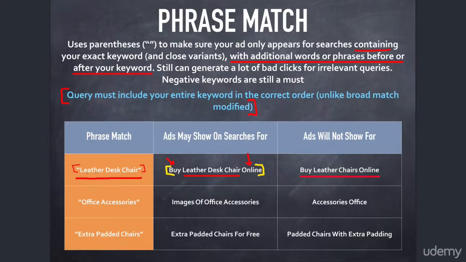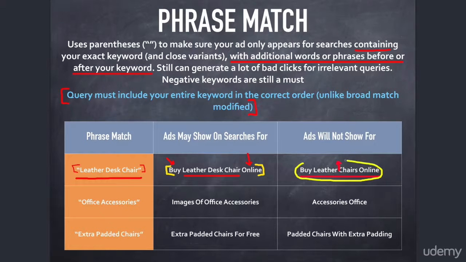Because my phrase match keyword is leather desk chair, and while we have leather and while we have chair, we're missing right here the word desk. So because I don't have the word desk right there, buy leather chairs online is not eligible to trigger my ad. And that's something that you really need to think about very carefully when doing your phrase match. You're going to inevitably knock out some potentially very, very good keywords.